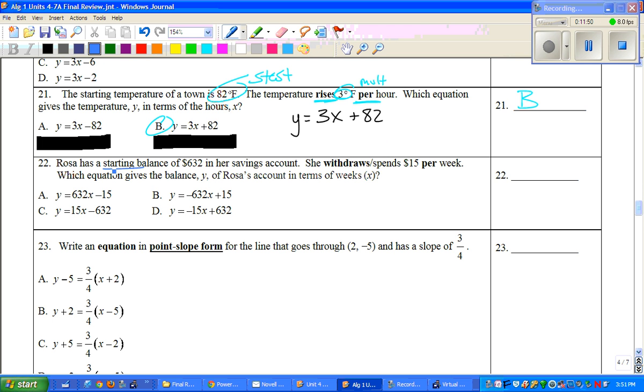Okay, Rosa has a starting balance of $632. So that's how much she starts with. It's positive. Now, she withdraws and spends $15 per week. That's that multiplication again. Now, if she's withdrawing it, is she adding money or taking money away? She's taking money away. So even if you just figured out the slope, there's only one of these that has negative 15 as your slope.